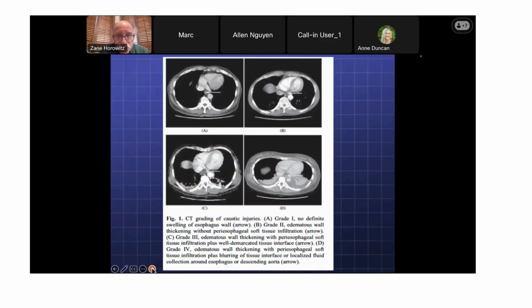Here are some pictures. It's hard to see, it depends how big your computer is, but those arrows show blips in the esophagus. This one shows a little bubble. This is a bigger bubble. That'll show what's in there. This one, arrow D, is a grade 4 edematous wall thickening with a small infiltration, like a perforation back here. So this is fluid outside of the esophagus.